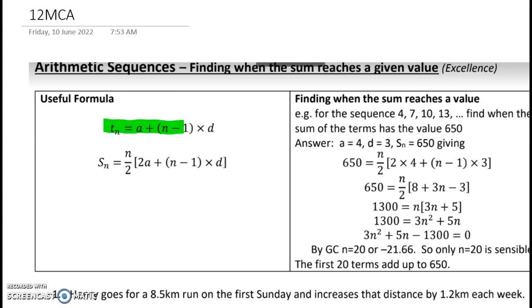The first one gives us the value of a particular term in an arithmetic sequence, and this next one, which I'm going to use about 8 times in this video, gives us the total when we add the terms up.